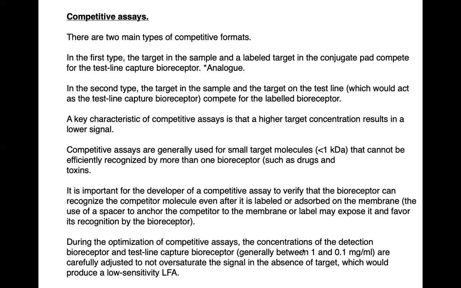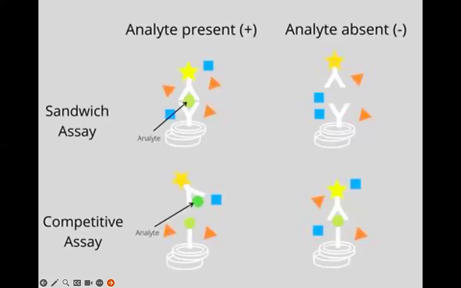So you see that the advantage of using competitive assay is for small target molecules and the usage of antibody is 1 to 0.1 milligram per mil. Right, so it does use less than the non-competitive assay.